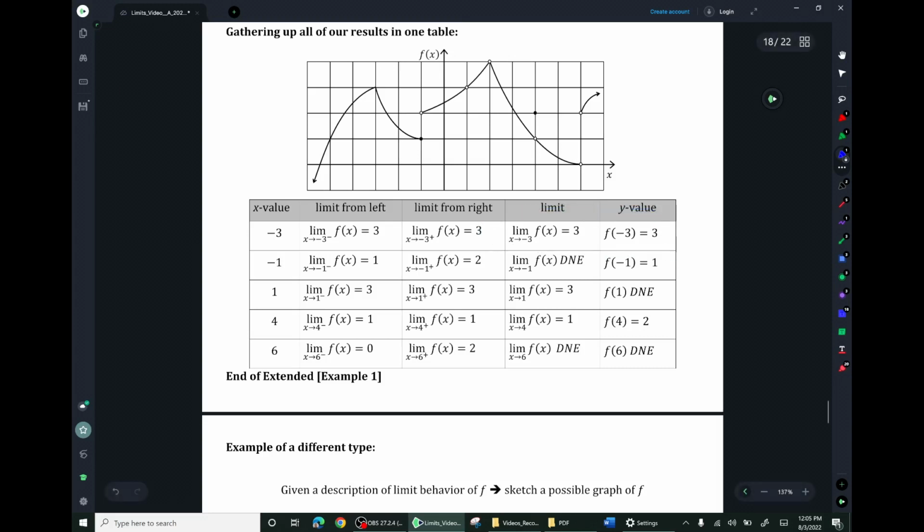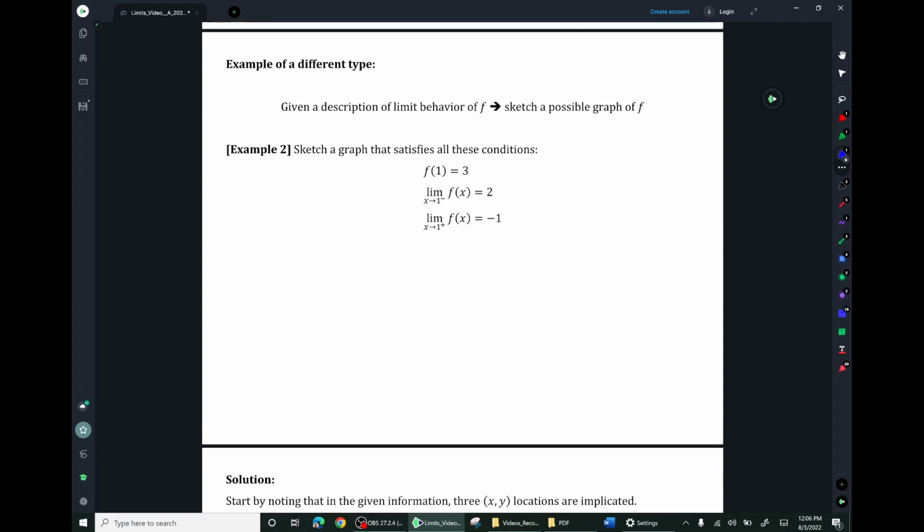In our most recent row of the table, we saw an example where the limit does not exist and the y value also does not exist. So they're independent of one another, the existence of the limit and the existence of a y value. All right, that's the end of that extended example. We'll wrap this video up with one more example of a different type. That is, given a description of the limit behavior of f, sketch a possible graph of the function f.